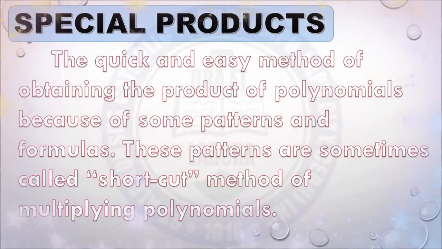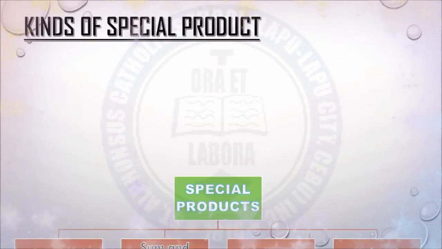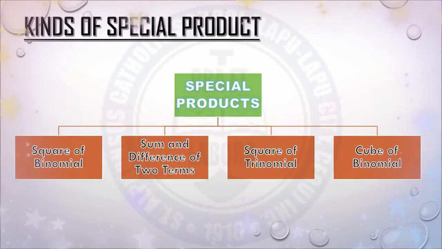Special product is the quick and easy method of obtaining the product of polynomials because of some patterns and formulas. These patterns are sometimes called shortcut methods of multiplying polynomials. There are four kinds of special product. We have square of binomial, sum and difference of two terms, square of trinomial, and cube of binomial. For today's lesson, we are going to discuss square of binomial.